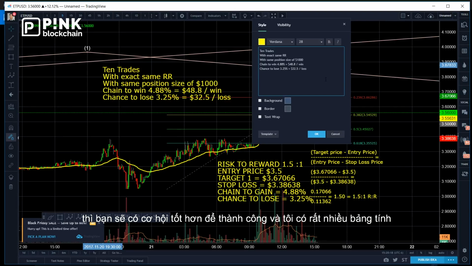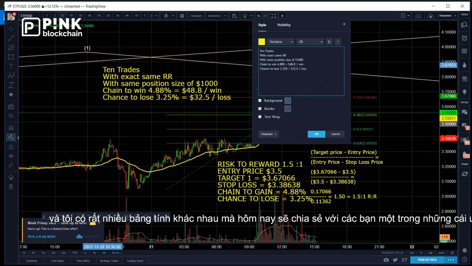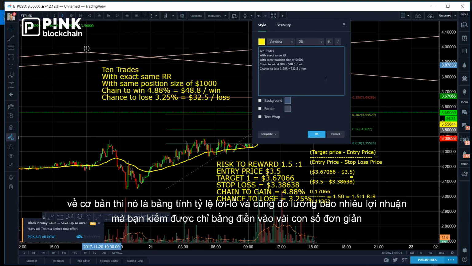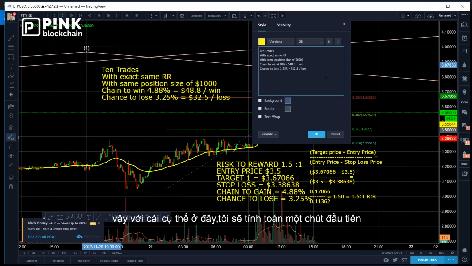And once you get something called confluence from more indicators, then you will have a better gauge of how possibly successful it can be. And I have a lot of different spreadsheets, guys. I have so many different spreadsheets that I keep, and I'm gonna share with you guys one of my favorite spreadsheets today, okay? It's basically a risk to reward calculator, and it'll also allow you to gauge how much profit you can make just by putting in a few simple numbers. So with this exact one right here, I'm gonna do it mathematically first by text, and then I'm gonna show you on a spreadsheet.